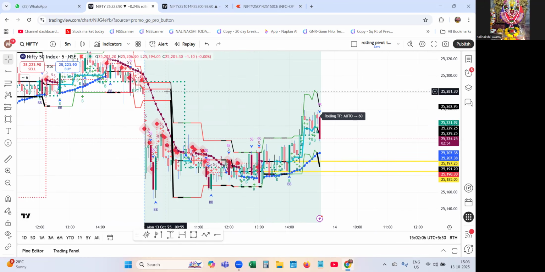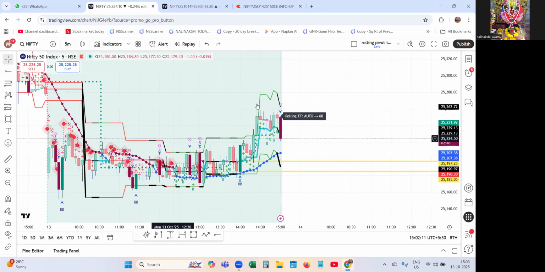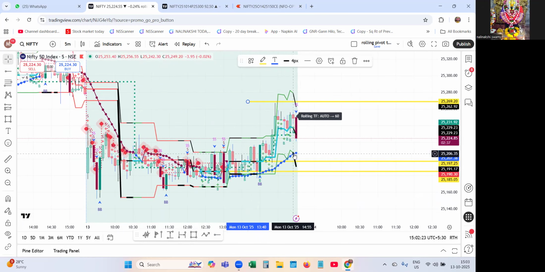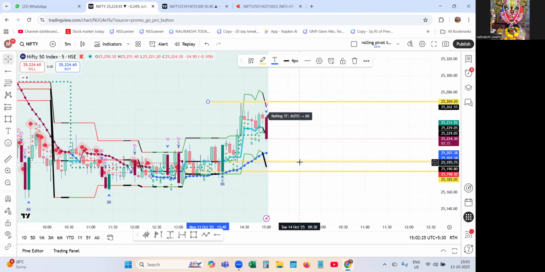And why it is getting rejected over here is because this is the area of drop. This is the area of drop. All the pivots have changed to red and Gann HiLo is red in color. That's why it has faced resistance exactly at this level and there is rejection. Now it is 3 p.m. and you are seeing a correction over here. These are the things you need to see.